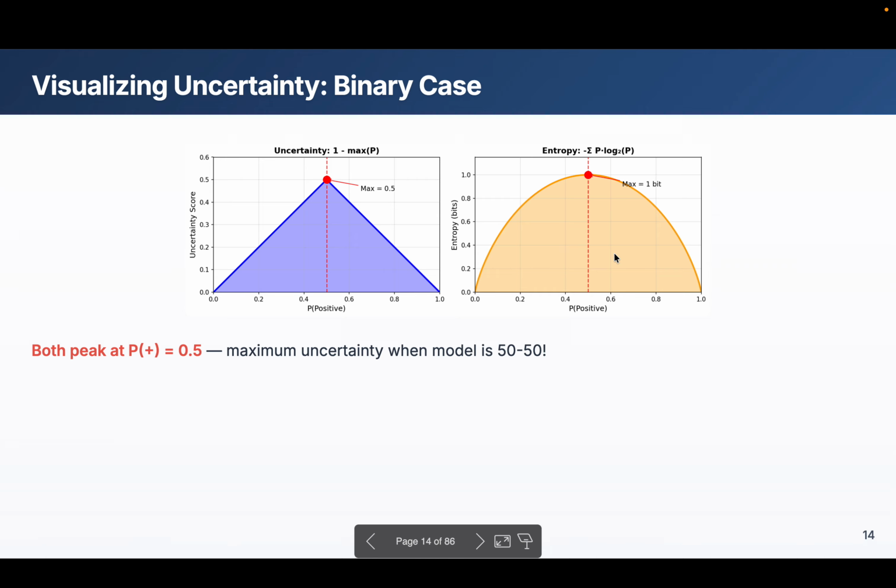On similar lines, when we draw the entropy, this is not a triangle; you get this parabola-like shape. Again, the entropy is 0 when you are certain it's one class or the other, and it is maximum, entropy equal to 1, when the probability of positive and negative is the same. So in both cases, when both classes are equally likely, that is when we have the most uncertainty.